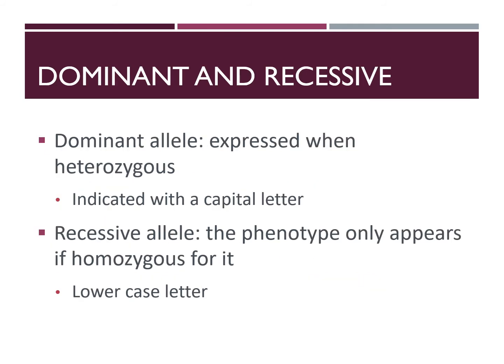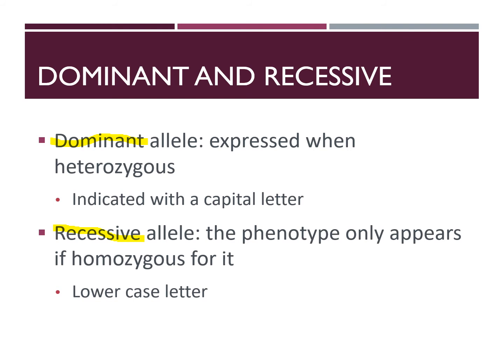So the most common pattern, or the simplest pattern at least, for gene expression is called dominant and recessive. A dominant allele is one that is expressed even if you are heterozygous. So essentially, you only have to have one copy of that allele to have the trait it codes for. A recessive allele only shows if you are homozygous, that you don't have another allele that's dominant to cover it up.